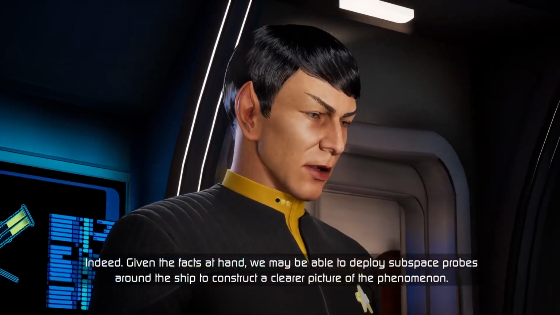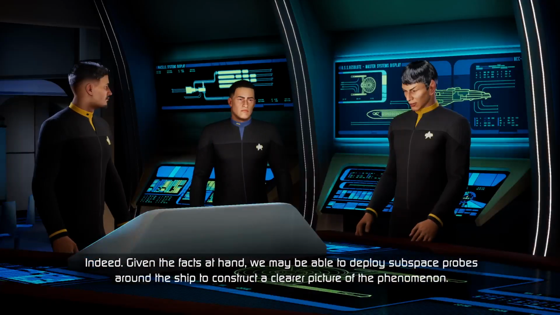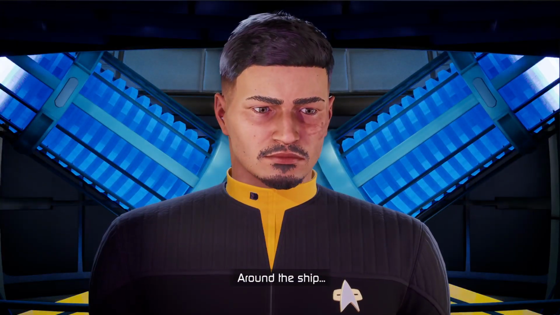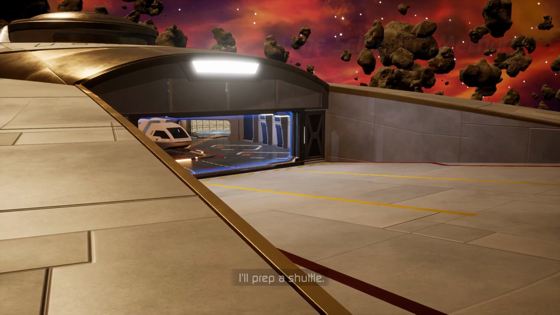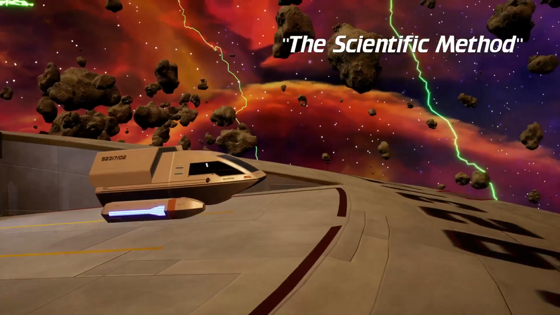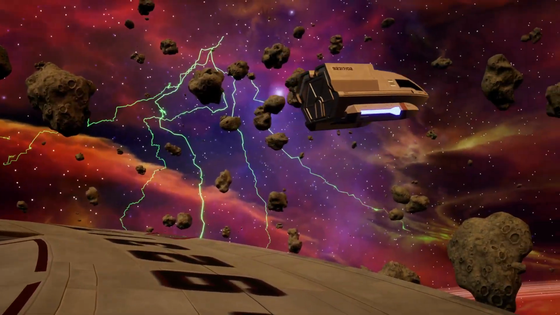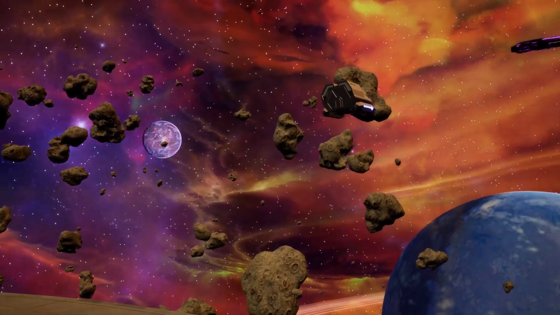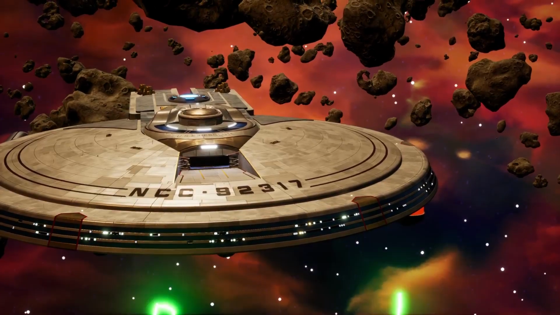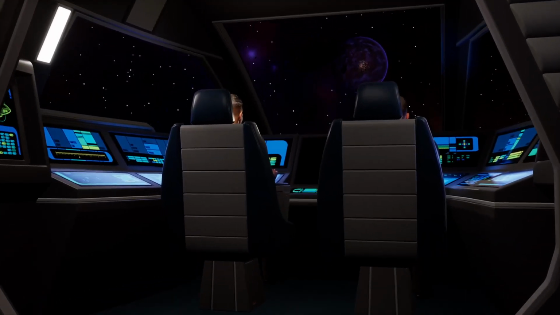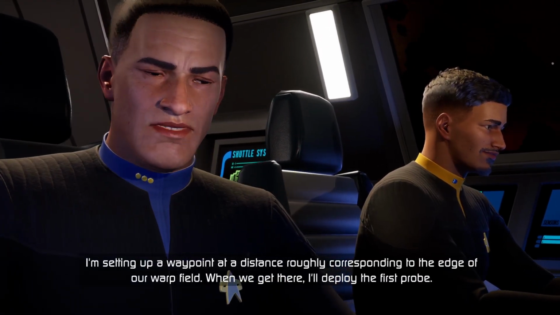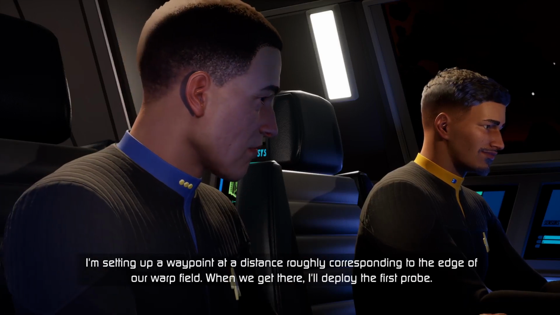Given the facts at hand, we may be able to deploy subspace probes around the ship to construct a clearer picture of the phenomenon. Around the ship. I'll prep a shuttle. Setting up a waypoint at a distance roughly corresponding to the edge of our warp field. When we get there, I'll deploy the first probe.